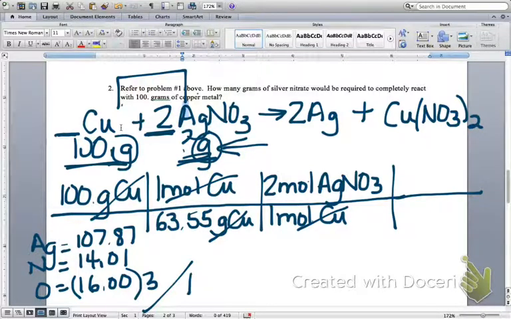Close. 169 instead of 179. That's okay. Yep. That would be, yep. Okay, so that's grams per mole.